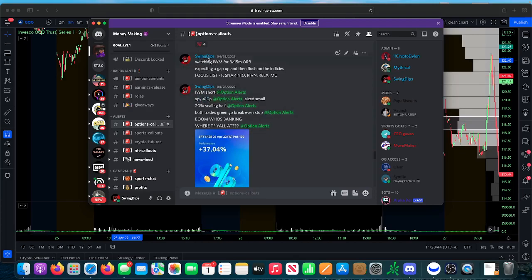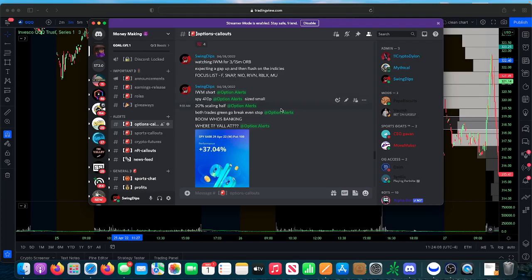So I'll put watching IWM 3 and 15 minute ORB, expecting a gap up and then flush on the indices, right? And then first 3 minute bar, took out the low. I give you IWM short, right? So this is really just all about your account size.